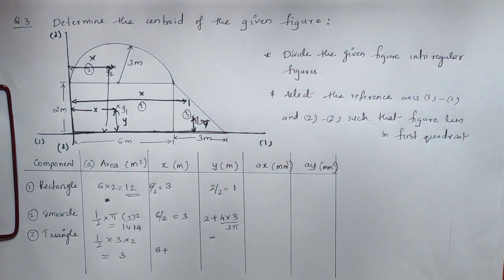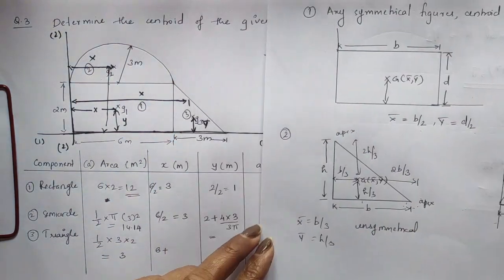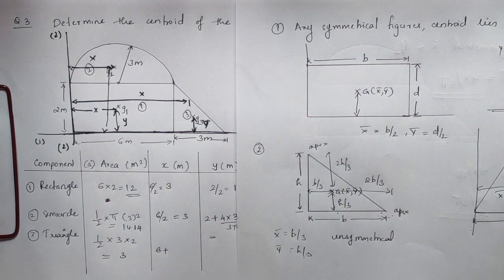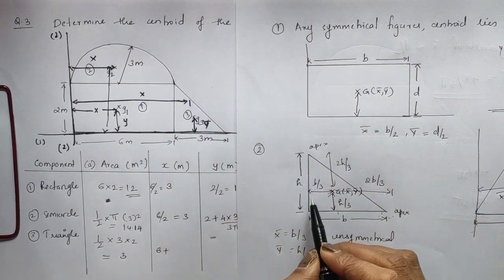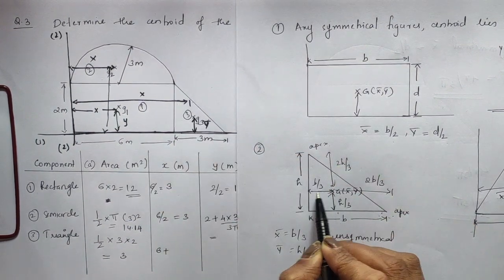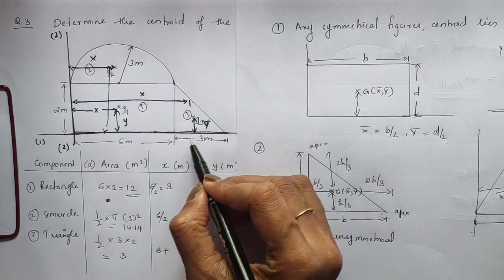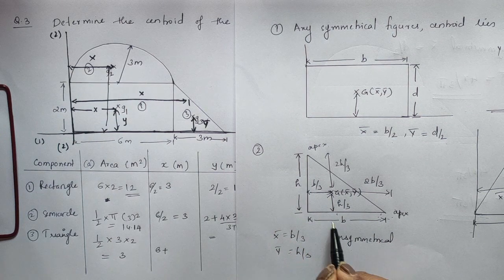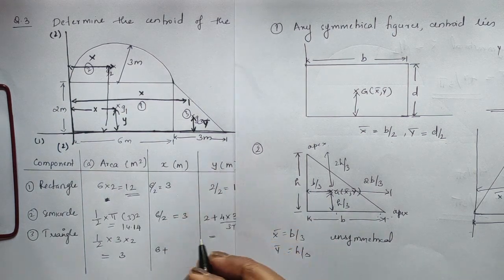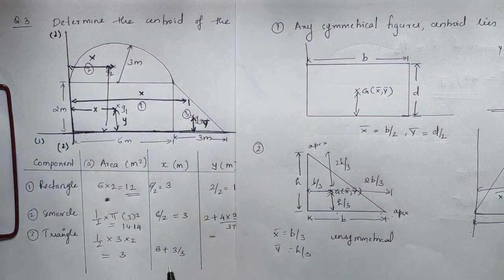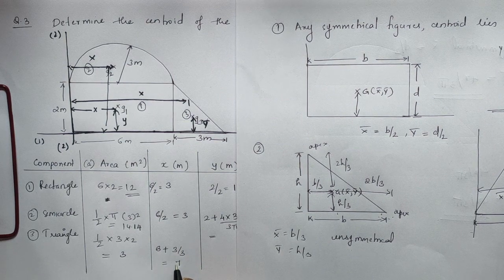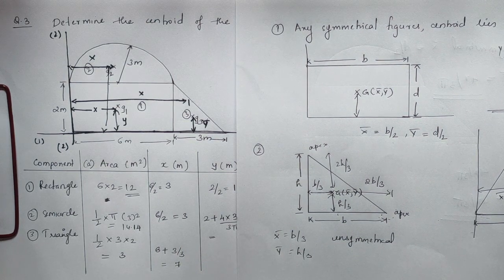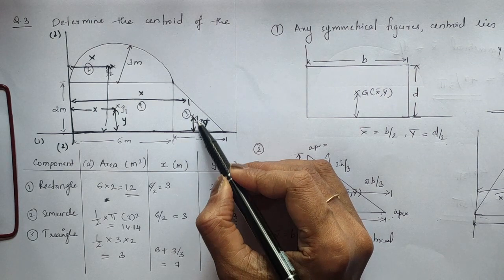Again, let's go to the triangle, which is kept like this, exactly the same. I hope you can see here. This distance of the triangle is b by 3, where b is here 3 meter. So 6 we already wrote, plus b by 3, which is 3 by 3. So that will be equal to 7. Correct? Then what about the y bar distance?